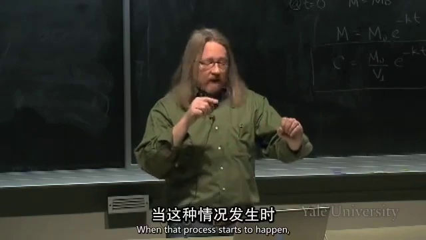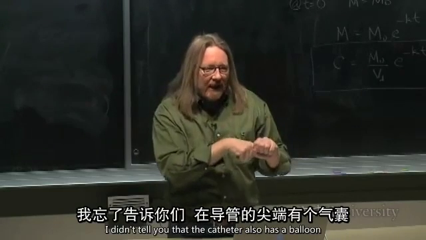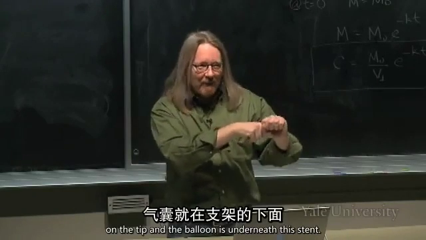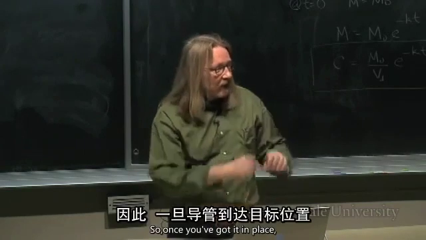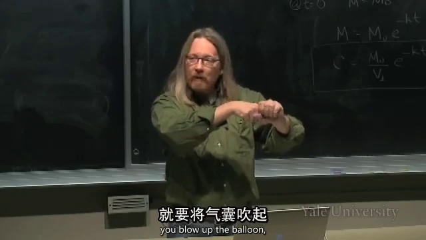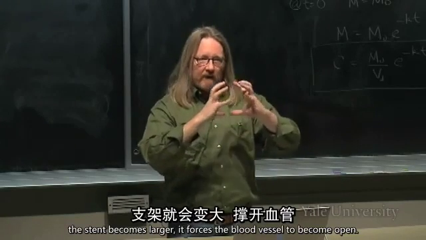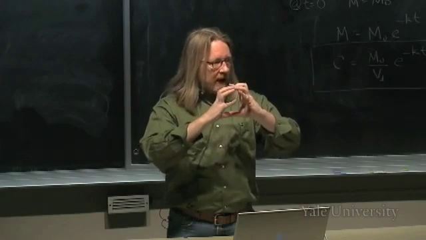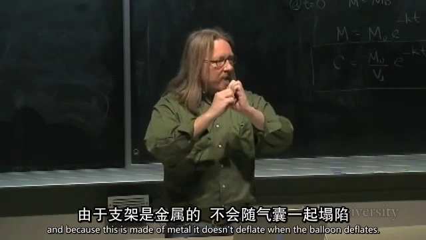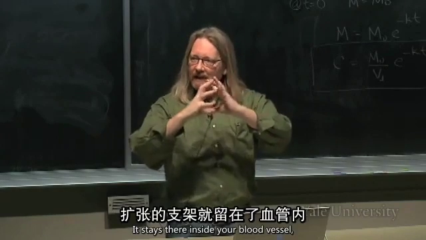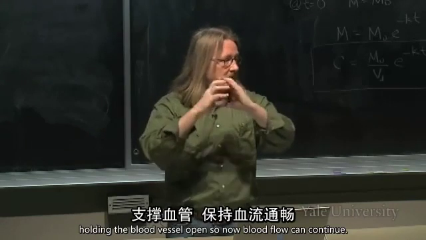So when that process starts to happen, what if you put one of these catheters in? And I didn't tell you that the catheter also has a balloon on the tip, and the balloon is underneath this stent. So once you've got it in place, you blow up the balloon, the stent becomes larger, it forces the blood vessel to become open, and then you deflate the balloon, and because this is made of metal, it doesn't deflate when the balloon deflates, but it stays there inside your blood vessel, holding the blood vessel open, so now blood flow can continue.